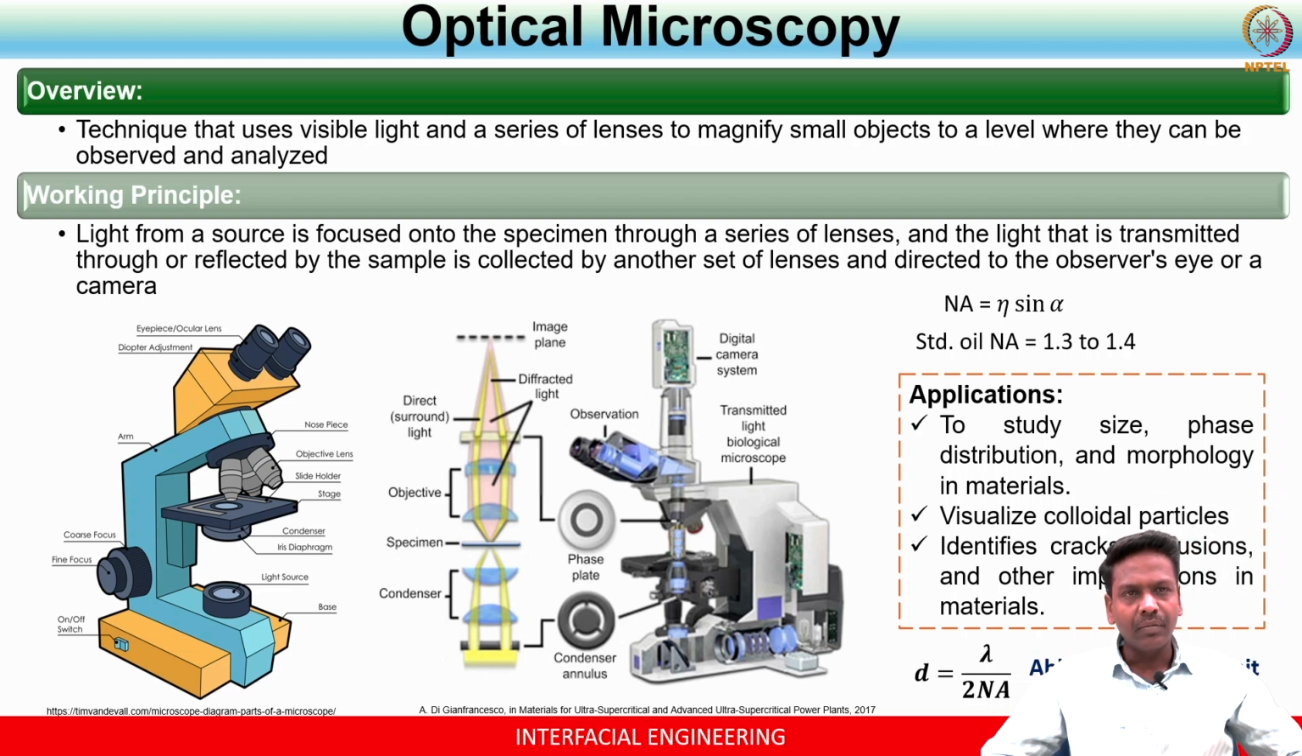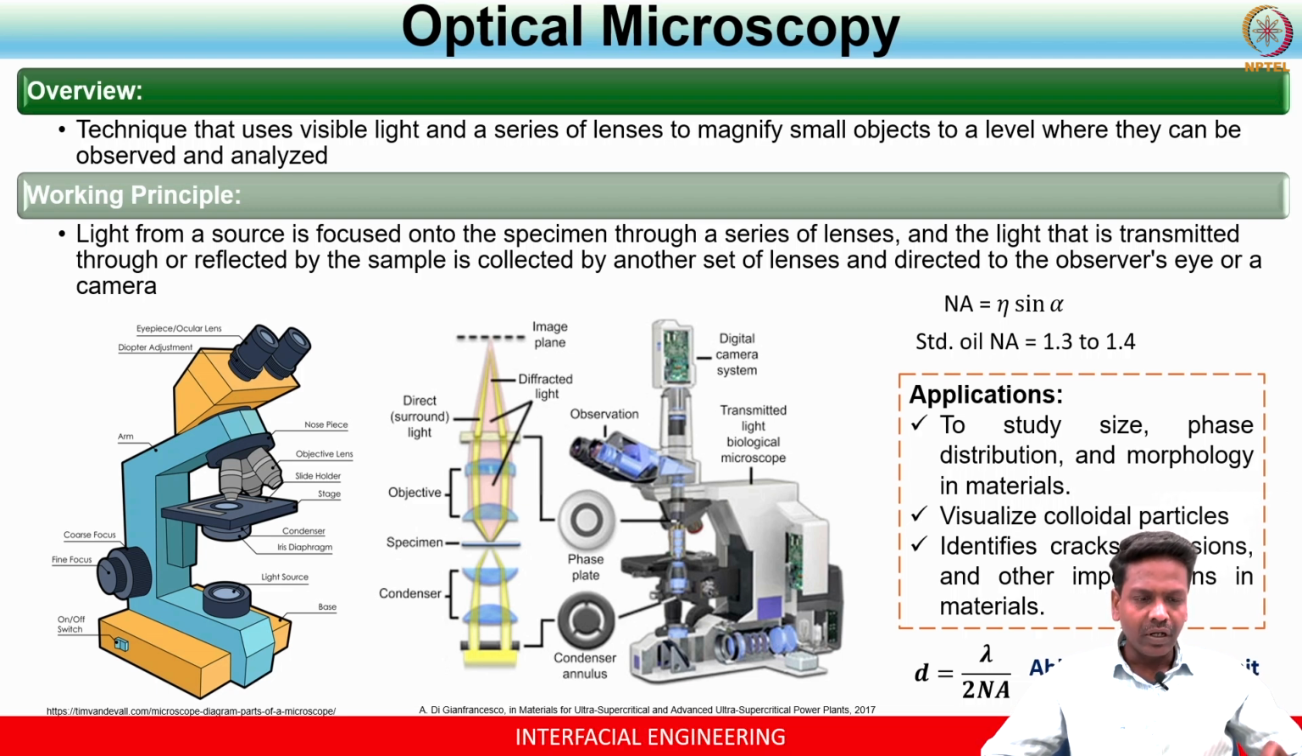Sometimes the upright microscopy comes with both reflected as well as transmitted features, so that you can see a sample of any kind, transparent samples as well as opaque samples.